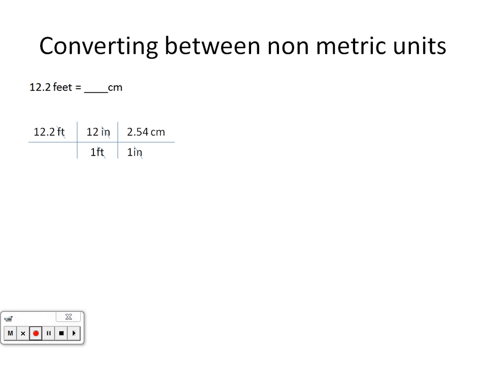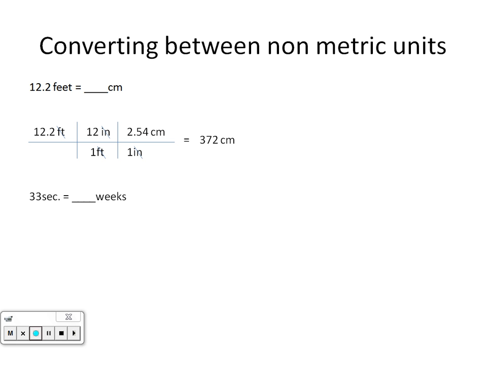So now, to do the math, I can multiply across the top, 12.2 times 12 times 2.54, and then divide through the bottom, divided by 1, which is the product of 1 times 1. And that's going to give me 372 centimeters. The 3 significant figures come either from the 12.2 or from the 2.54. 2.54 is not an exact measurement, it's rounded, and so we would count it in the significant figures, but 12.2 is the same anyway. So either way, you have 3 significant figures.